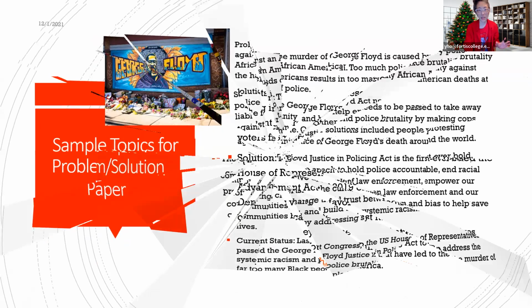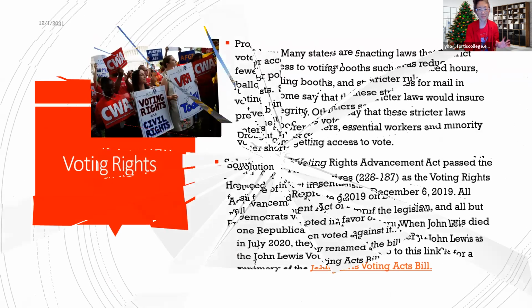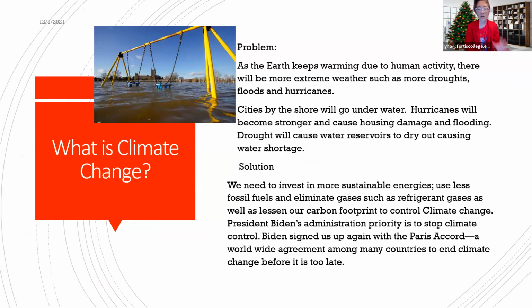Okay, and then you have, as the earth keeps warming due to human activity, there will be more extreme weather, such as more droughts and floods. Cities by the shores will go underwater.